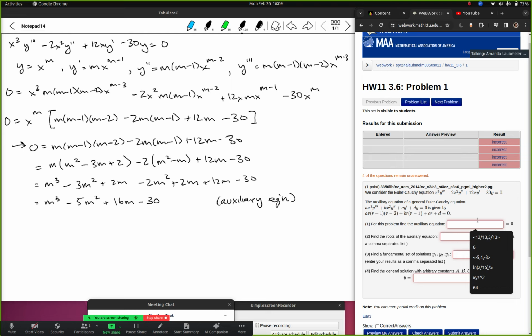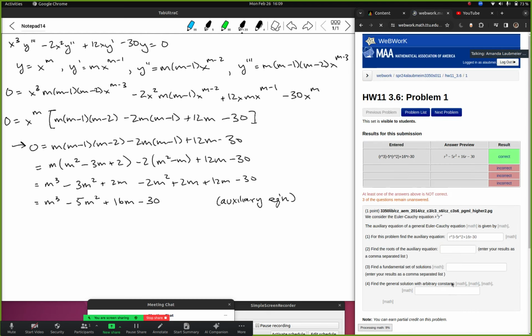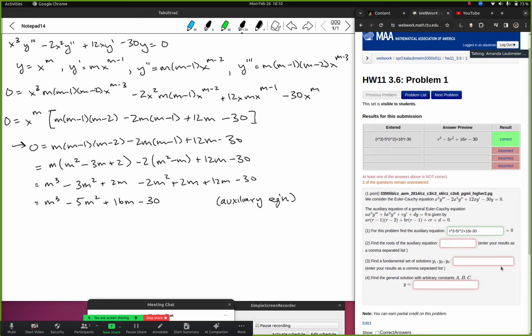That I'm trying to plug in here. So it's going to be m cubed. Oh, sorry, they are using the letter r. r cubed minus 5r squared plus 16r minus 30. Let's see if that's right. It is. All my factoring and multiplying out didn't make any mistakes, so we're good there. And then we have to find the roots of this. Since it's a third order equation, I should have 3 roots.